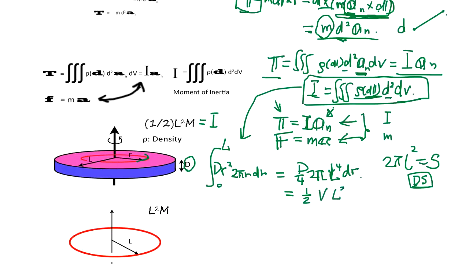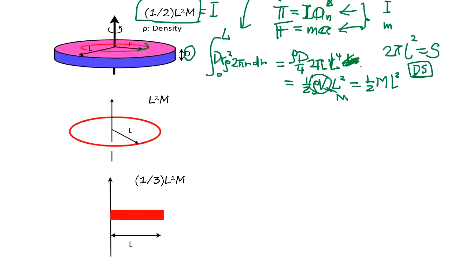Volume times L square, this is already the integral, right? If the density is rho, we need a rho here. I forgot the rho here. This is the total mass, so we end up with mL square. So the moment of inertia for this disk spinning in the middle is this equation.